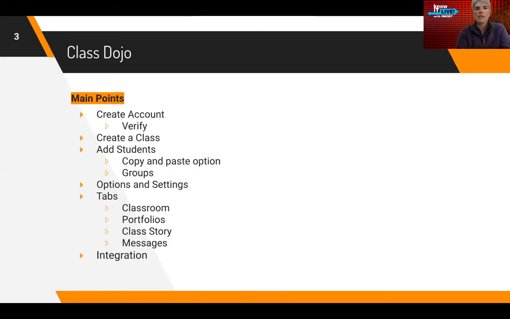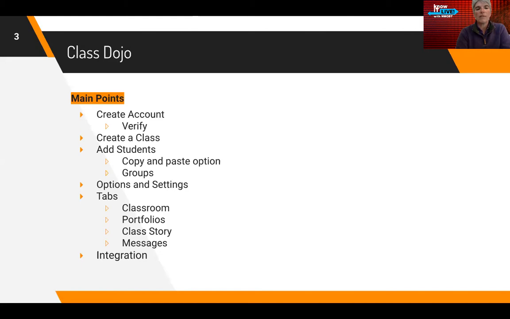So some of the main things that we're going to talk about in the watching and show-do part of this video: we're going to create an account. You do have to verify that account through the email that you put in that registration. You're going to create a class, add some students. They do have a copy and paste option for putting all your students in. So if you have a spreadsheet of your students, you can just copy and paste. And then you can also create groups within that student option.